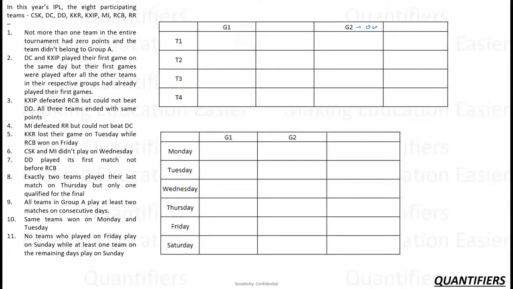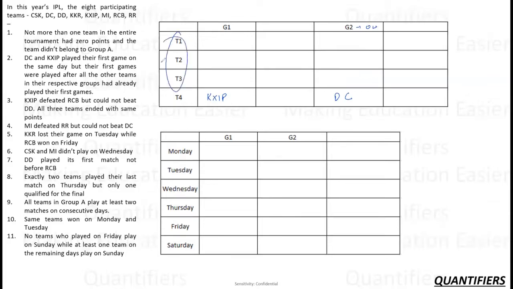Might be, right? Okay. DC and Kings 11 Punjab played their first games on the same day, but their first games were played after all the other teams in their respective groups. So, in their respective groups, which were different groups, the other teams had already played their first games. So, there is a team known as Kings 11 Punjab, K11P, and there is a team known as DC, that is Deccan Chargers. Okay, so now they are playing after the other teams have played. So, there are 3 teams which have played before them, right? Before them, those teams have already had their first matches.